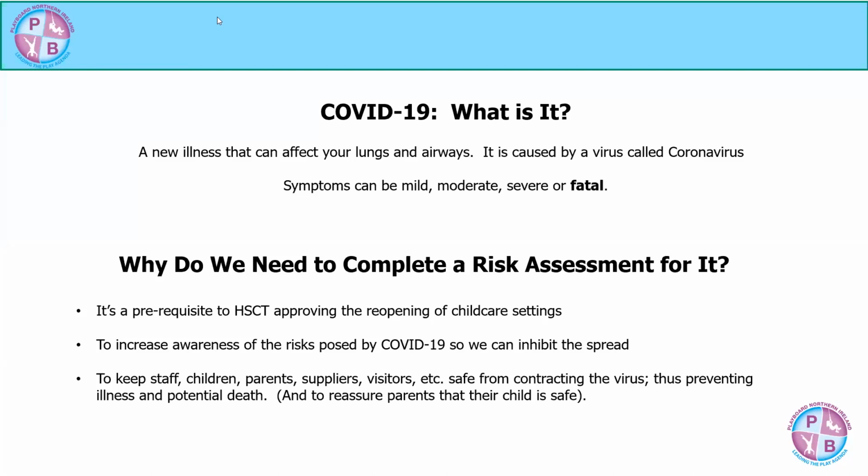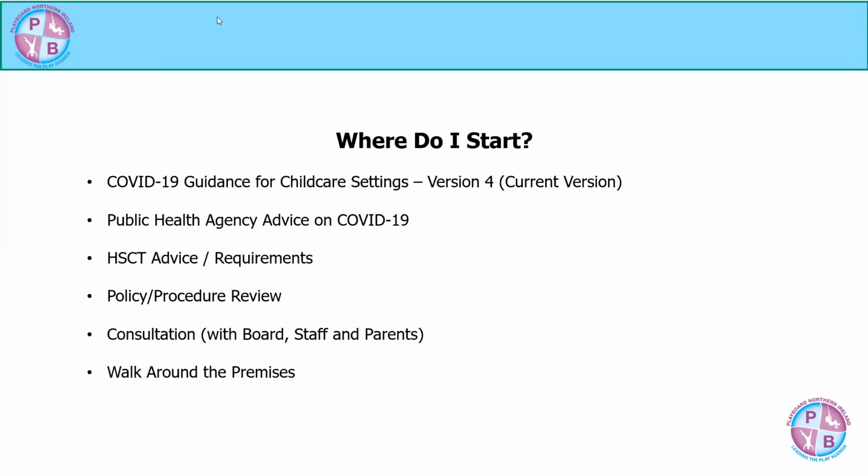With all of the hype and the fear that has been around for the past 5 months, and with all of the deaths that have been reported, if I'm going to entrust my son to your care, I need to be reassured that you're taking every precaution to keep him safe. So sharing your risk assessment, once it's completed, with the parents is one way to do that, to assure them that you're taking all the necessary precautions to keep mine and everybody else's child safe. So where do I start?